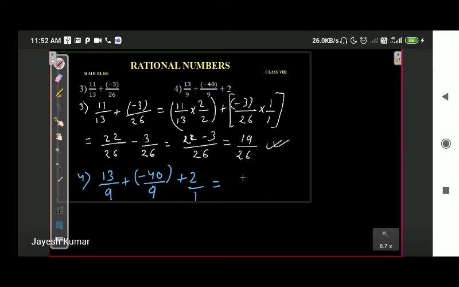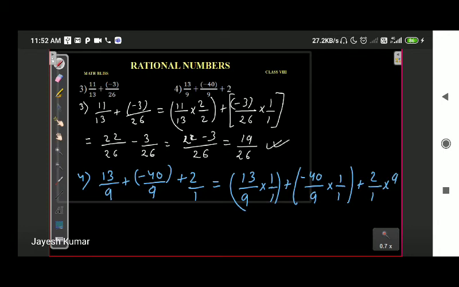So for the first term, what should we multiply with 9 to get 9? 1. For the second term, what should we multiply with minus 9 to get 9? Again 1. Lastly, what should we multiply by 1 to get 9? That is 9. Quite easy, na?